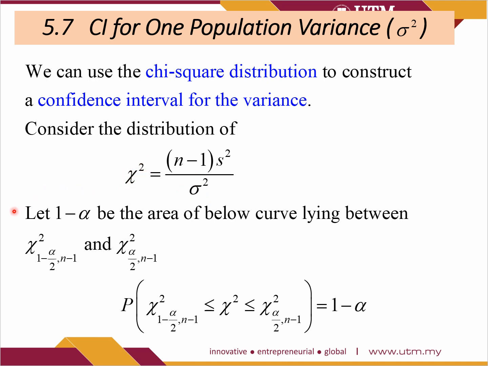And now, if we let 1 minus alpha be the area below the curve, so here is our 1 minus alpha. So the interval would be between the chi-square 1 minus alpha over 2, n minus 1 and chi-square alpha over 2, n minus 1. Okay, so the probability of the chi-square distribution being between these two values is equal to 1 minus alpha.